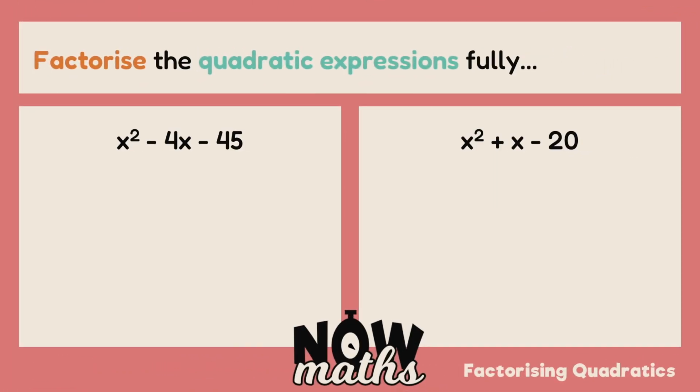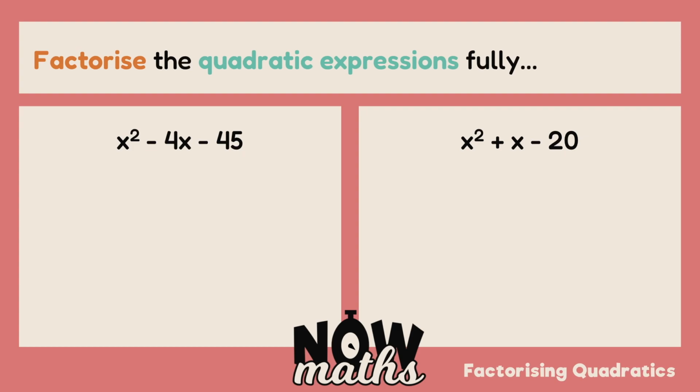Now we've taken a look at some questions like this that have all positive terms, we're going to have a look at some similar questions that have a mix of positive and negative terms. The method for this is exactly the same, except we're going to have to be a little bit more careful about dealing with the negative numbers. So we'll start by looking at how to factorise the question on the left.